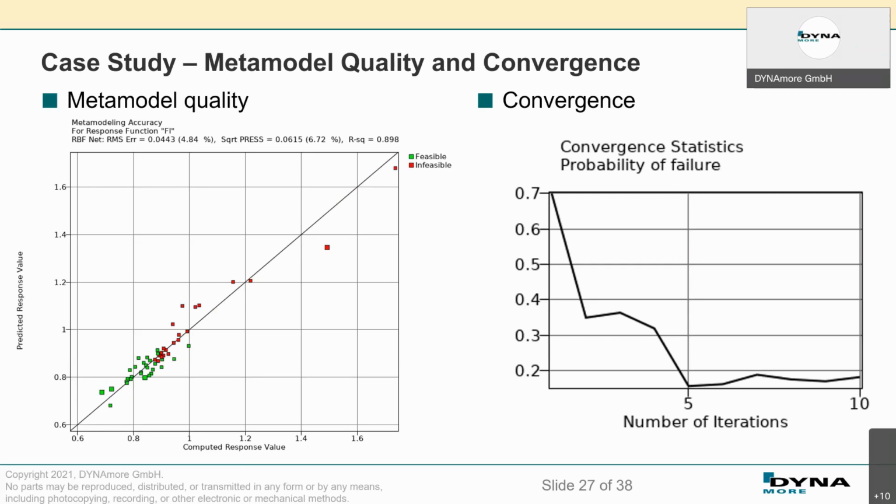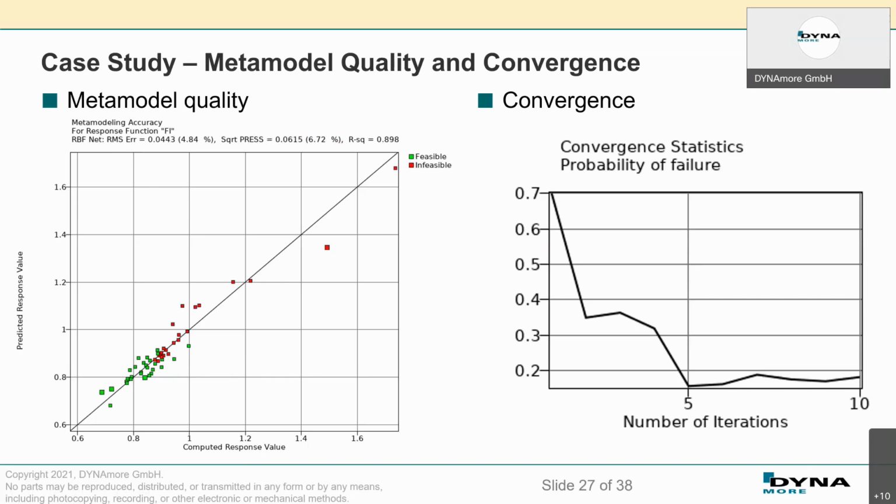Additionally to that plot, there are also some error measures available in LS-Opt, which are displayed in the title of the plot, what you see here, which can also be used to judge on the quality of the metamodel. Especially the square root PRESS value you see here in the middle is interesting, since this is a value that can be used not to judge on the quality of the metamodel with respect to the points you use to calculate the metamodel, but this is an error measure to judge on the predictive capability of the metamodel.